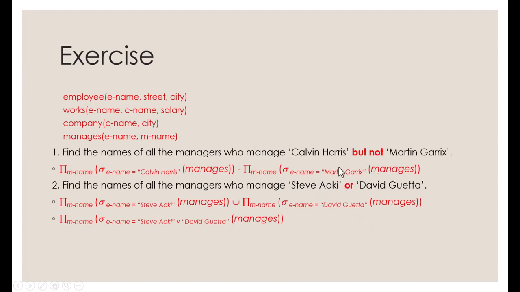Okay. The second one is or. So this is the symbol for or. Okay, so the first portion is going to be returning all the managers who are managing Steve Aoki, or, this is the symbol for or. The last half is returning all the managers who are managing David Guetta. Okay, you could also do it this way. You might have different preferences.